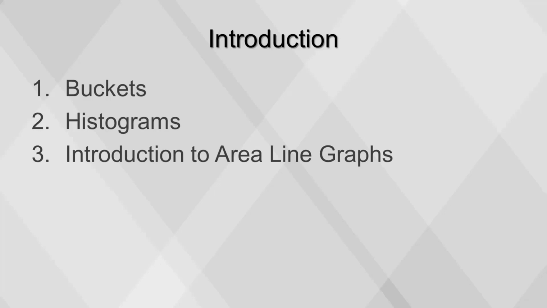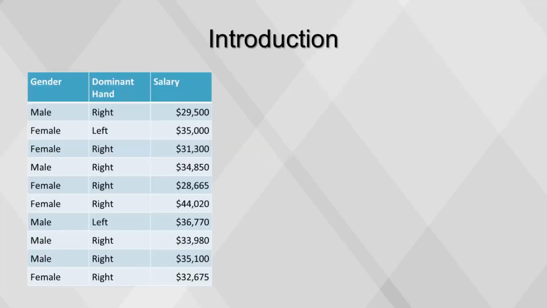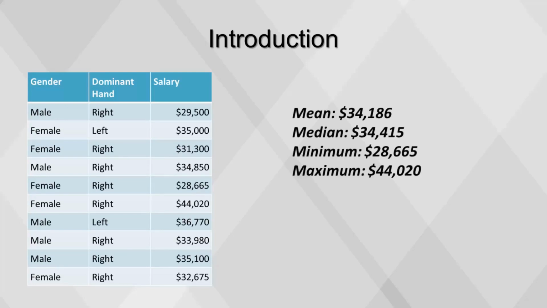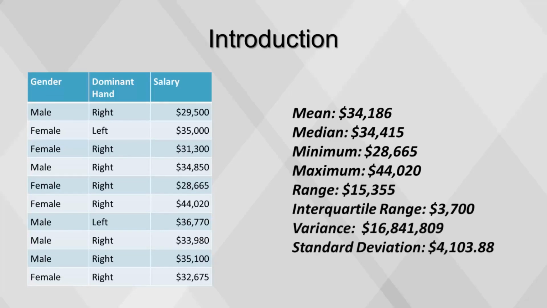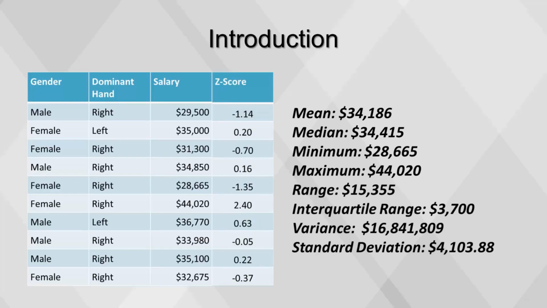This video will cover distribution visualizations, including buckets, histograms, and an introduction to area line graphs. We begin with a data set that contains gender, dominant hand, and salary. We've calculated a number of different measures, including the mean, median, minimum, maximum, range, interquartile range, variance, standard deviation, and a list of z-scores. Next, we'll build a histogram, which is the most common way to visualize a numeric distribution.